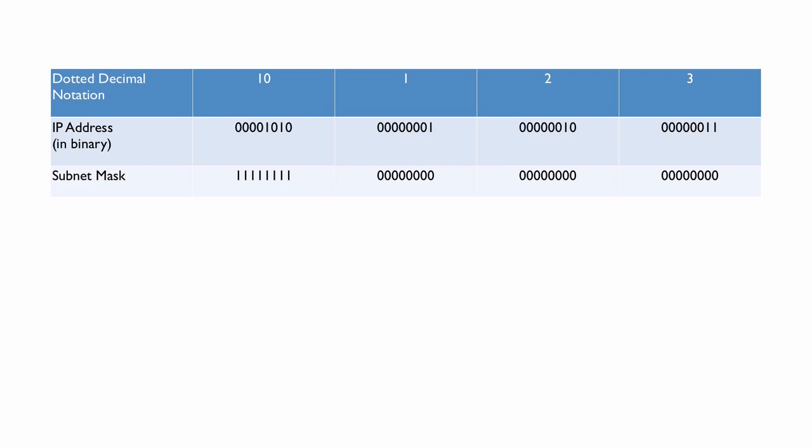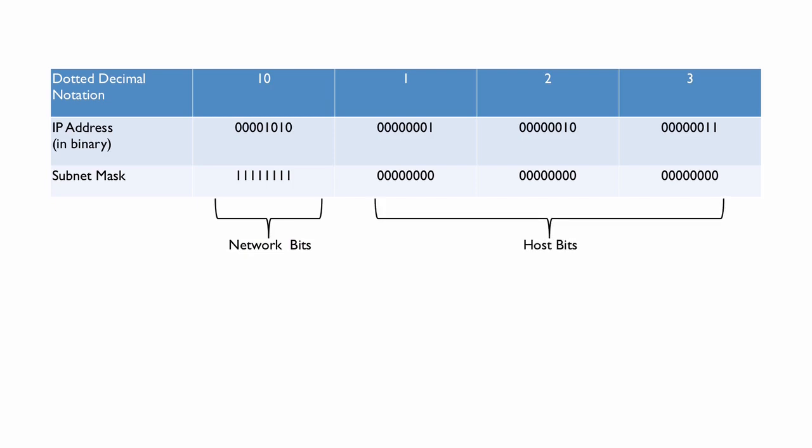This means that we have 8 network bits. The first 8 bits in this IP address represent the wire. They represent the network. The remaining 24 bits, those are the host bits. They represent the device on the network. And it's critical to understand what the subnet mask is, otherwise we don't know if a device is appropriately addressed or not.